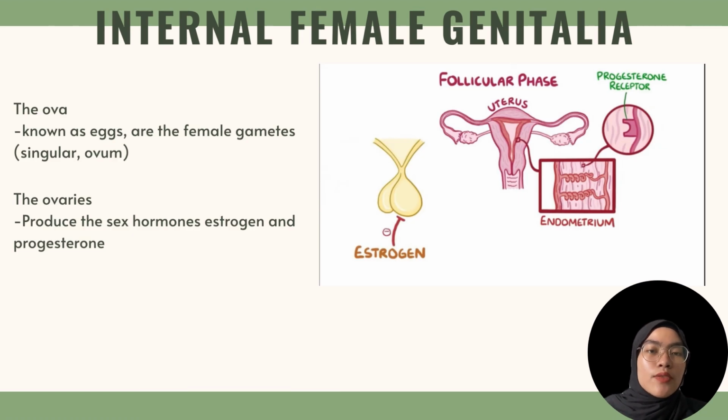After that are the ova, also known as eggs, which are the female gametes, a singular ovum. These immature ova are present at birth. Normally, after puberty, one ovum matures and is released each month. Lastly, the ovaries also produce the sex hormones estrogen and progesterone.